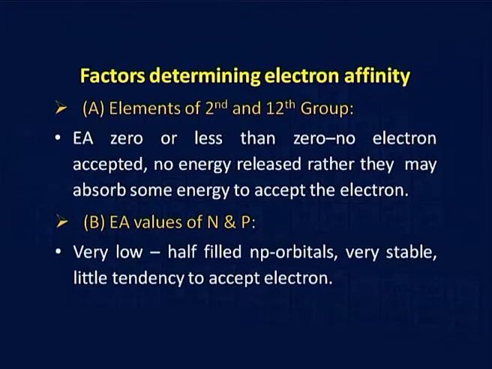Similarly, in case of electron affinity, since the atoms of nitrogen and phosphorus are half filled, that is, their np orbital is exactly half filled, they are very stable and they have very little tendency to accept the electron. Therefore, their electron affinity values are very low.